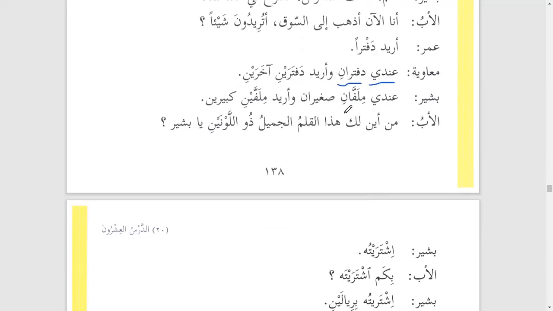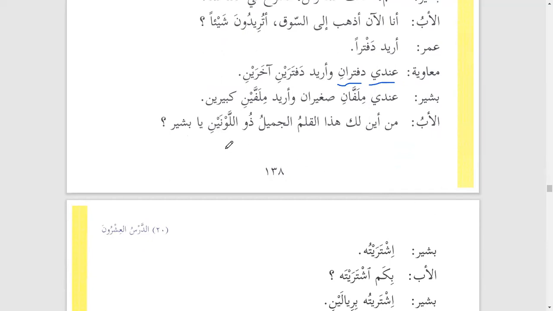بشير: عندي ملفان, the same pattern here. I have 2 files, and then now we have the adjective for ملفان, which is صغيران. I have 2 small files. وأريد ملفين كبيرين, and I want 2 big files. الأب: من أين لك هذا القلم الجميل ذو اللونين يا بشير? Where did you get this beautiful pen with 2 colors? Okay, اللونين.